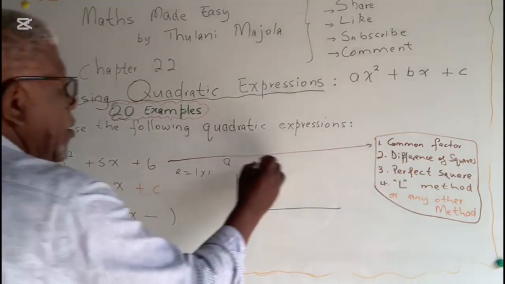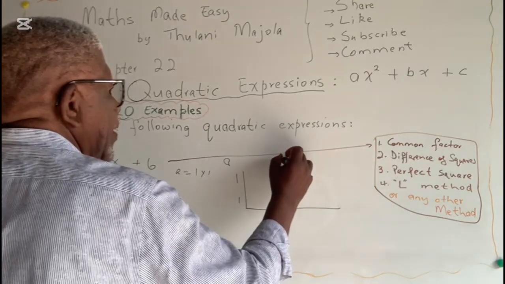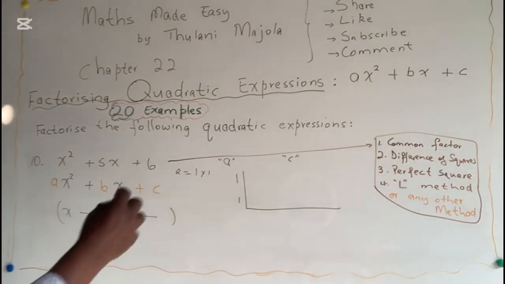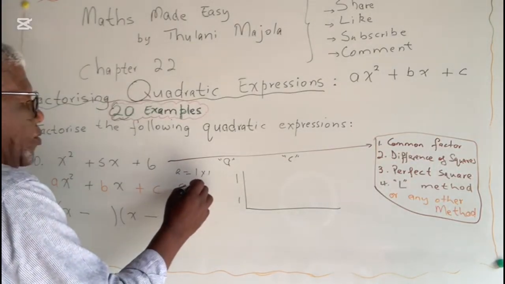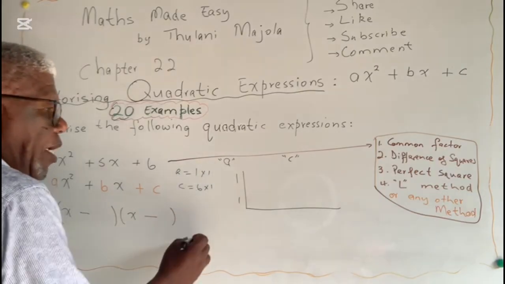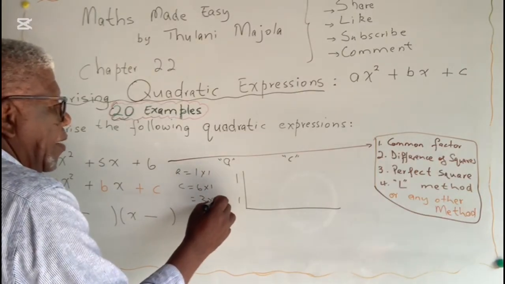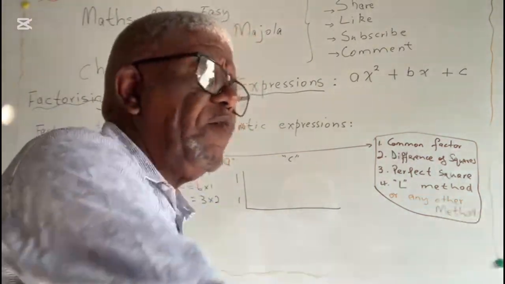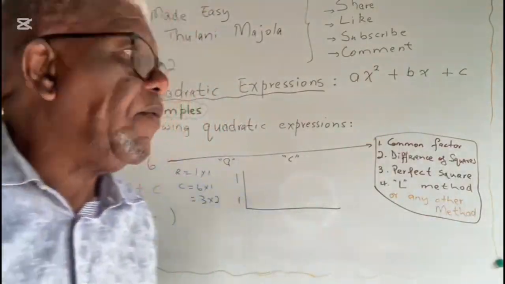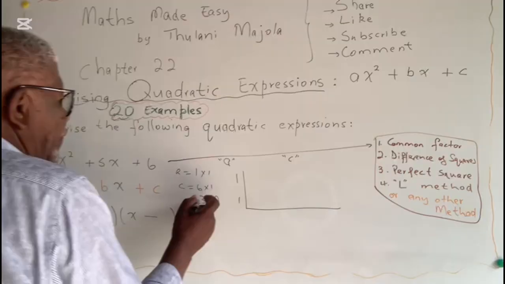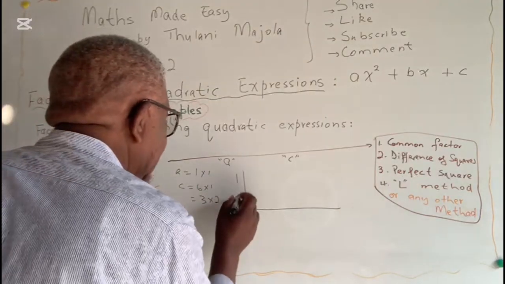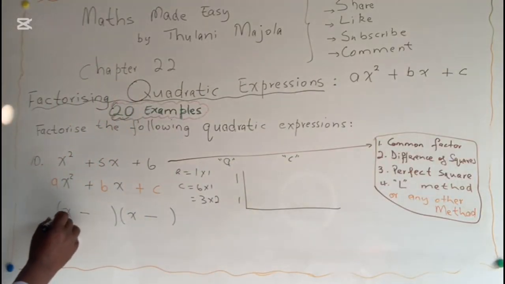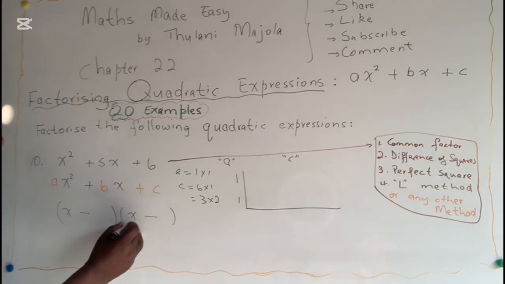And then here you put the factors of C. C is equal to 6, so it can be 6 times 1 or it can be 3 times 2. You go back to the highest common factor and lowest common multiple in the earlier videos. Here, the factors of A, you write as 1x, and here you write 1x.